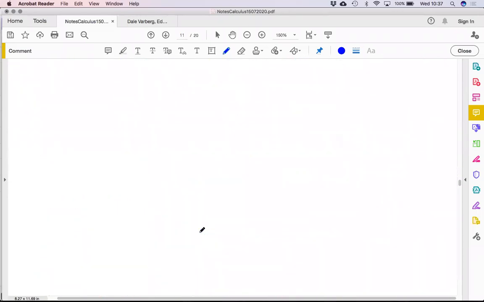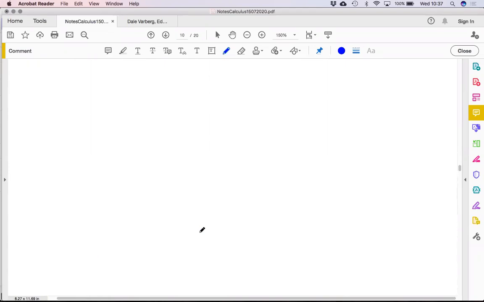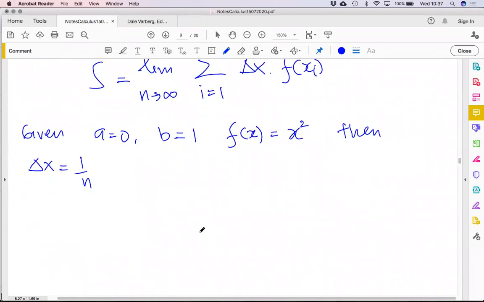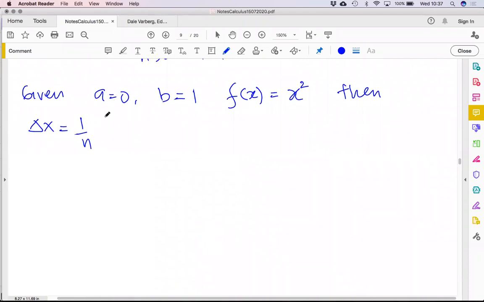This one is the area that we want to calculate. It's given that A equals 0, B equals 1, f(x) equals x squared, and we want to calculate the area below this curve. Therefore, we have 1 minus 0 over n. So this is 1 over n.